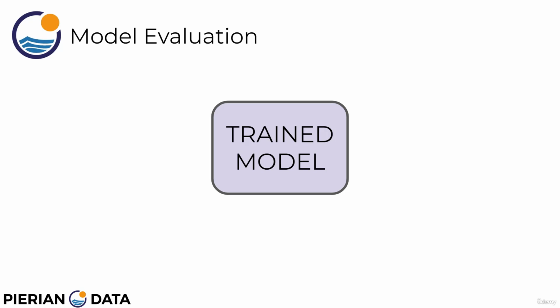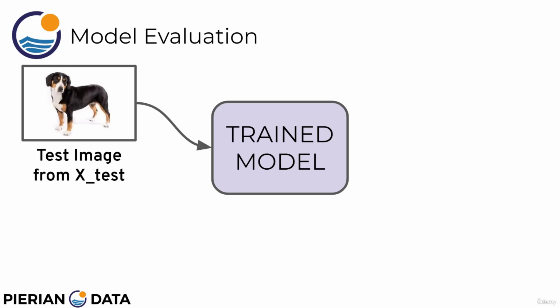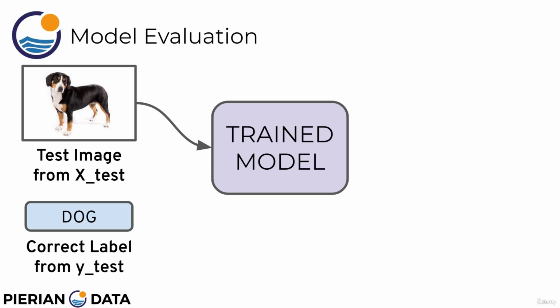Let's imagine we've already trained our model on some training data, and now it's time to evaluate the model's performance. This is where our test data set comes in. So we take a test image from what we're going to label X test. X meaning features. So the actual image itself is a feature, and this is from the test set. And there is a corresponding correct label from Y test. So we have the feature or image X, and that's a test image, and we also have the correct label from Y test. In this case, we can see that this image is an image of a dog.